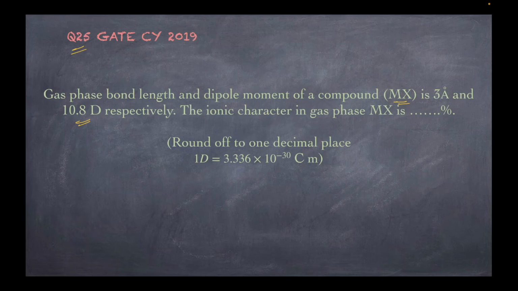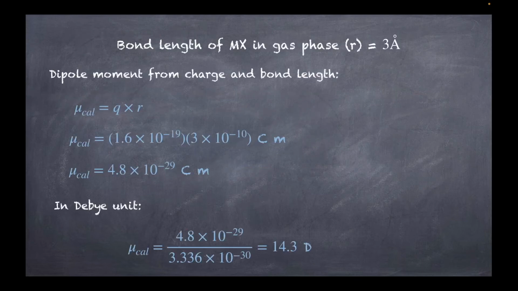Now 1 debye equals 3.336 times 10 to the power minus 30 coulomb meter. So in this question, the bond length and the dipole moment of the compound MX are given, and we have to find the percentage of ionic character in the gas phase MX compound. To compute the percentage of ionic character, that means how this bond is polarized.